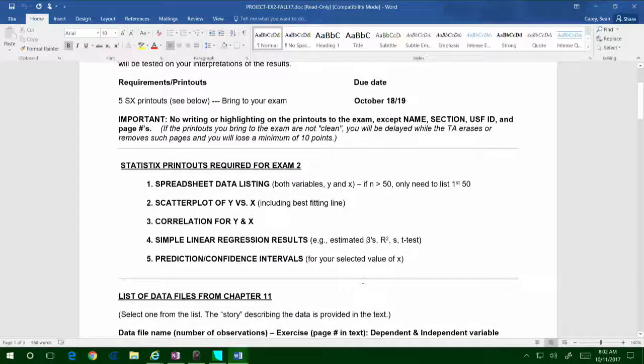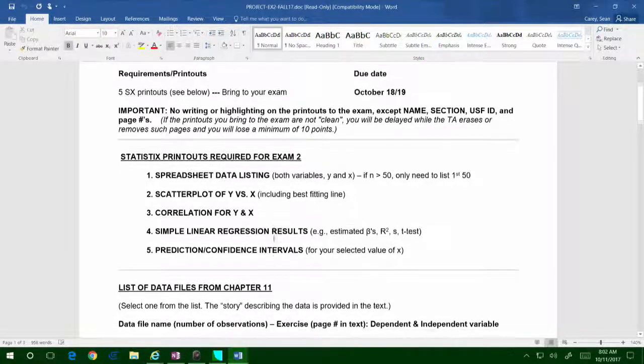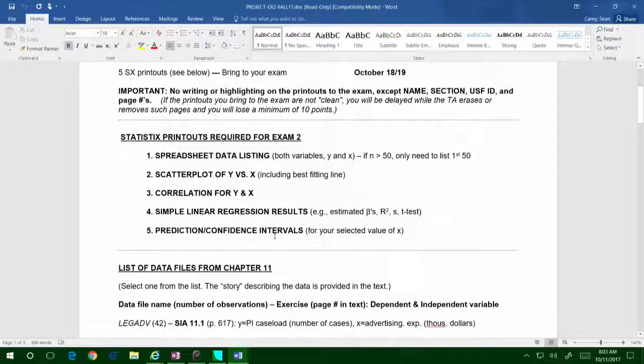Okay, here are the 5 printouts you need to generate. First is simply a listing of the data. Remember, this is a simple linear regression problem. The second one is the scatter plot of the data. The third one, the correlation between the 2 variables. The fourth one is simply a simple linear regression analysis. And finally, prediction and confidence intervals where you pick the value of x.